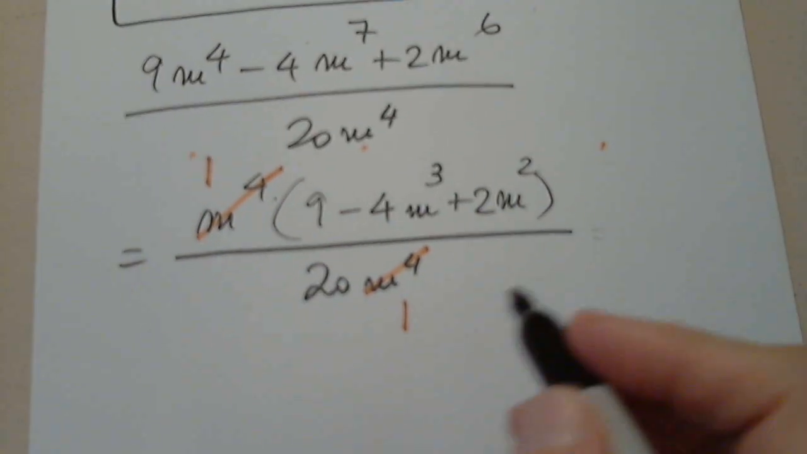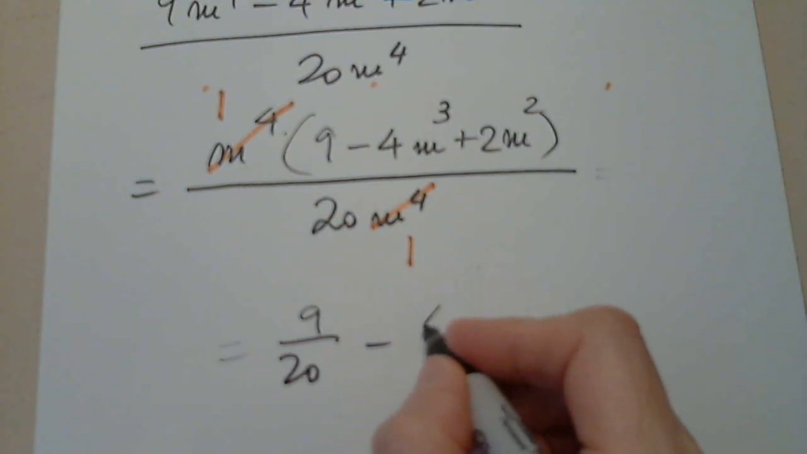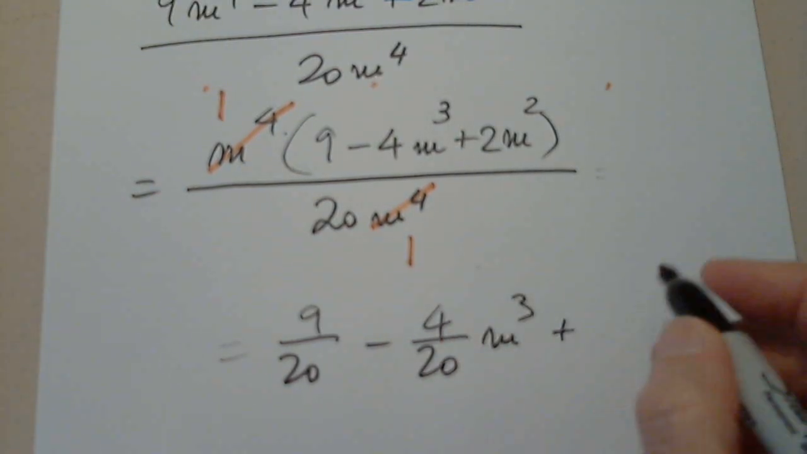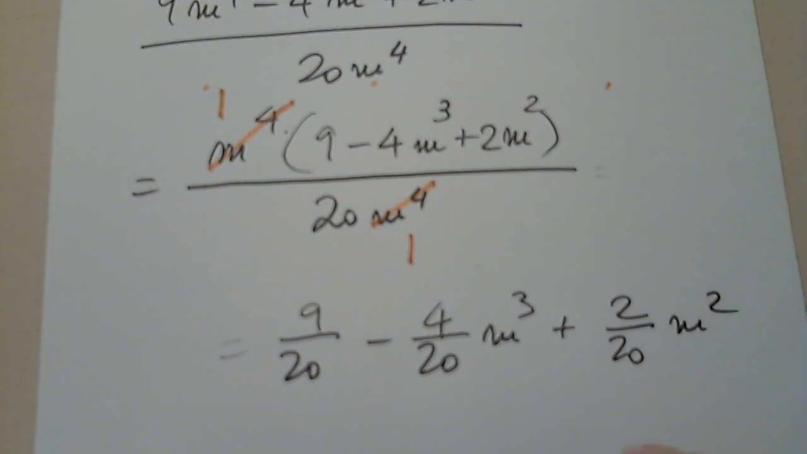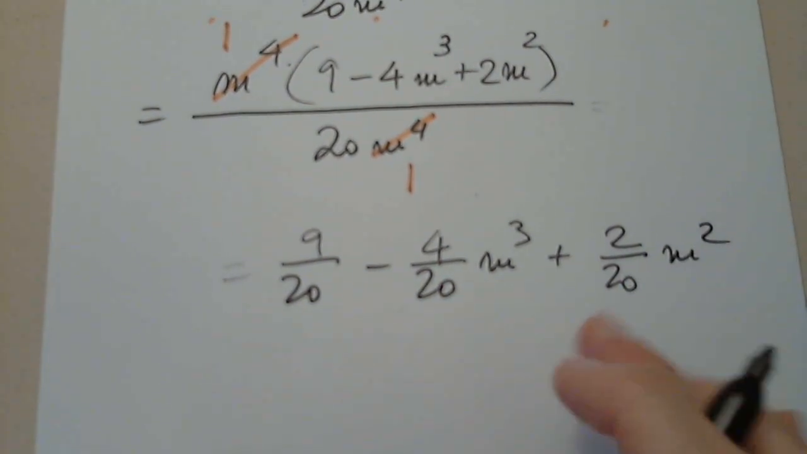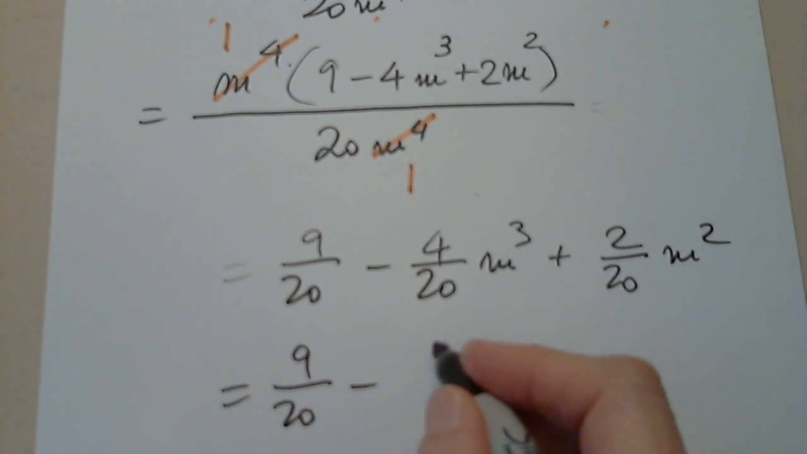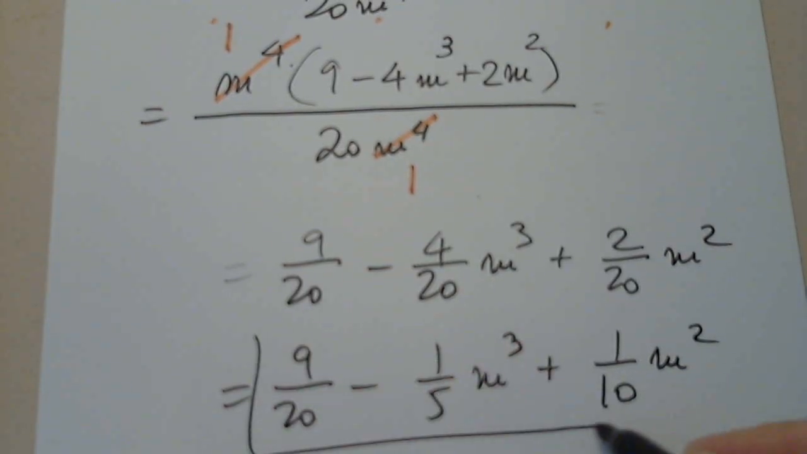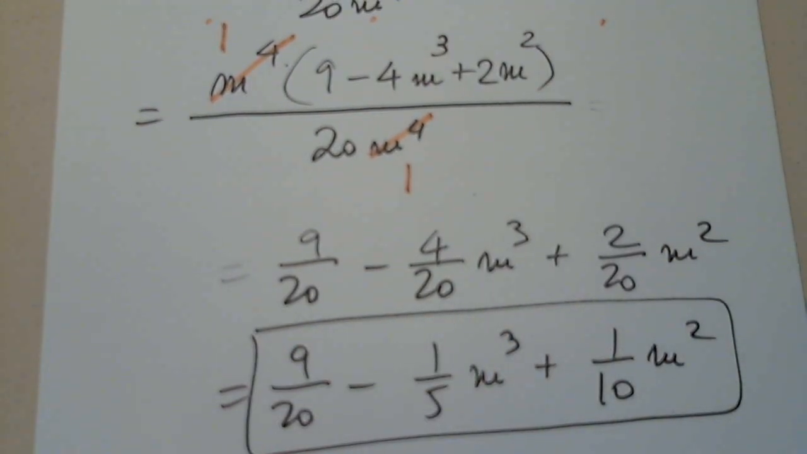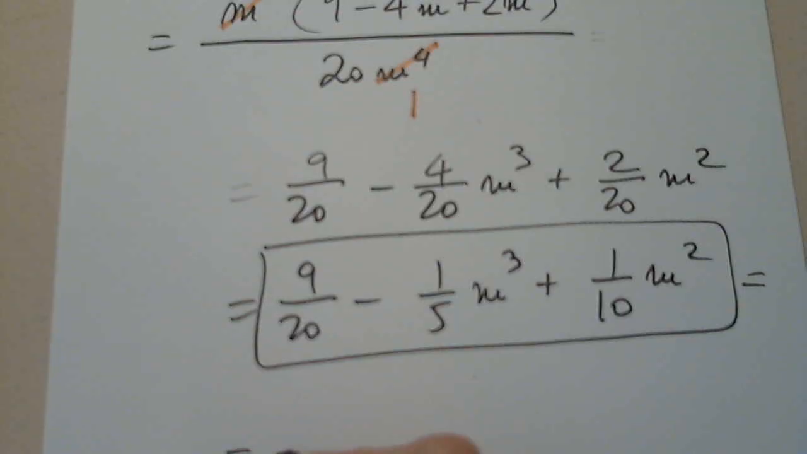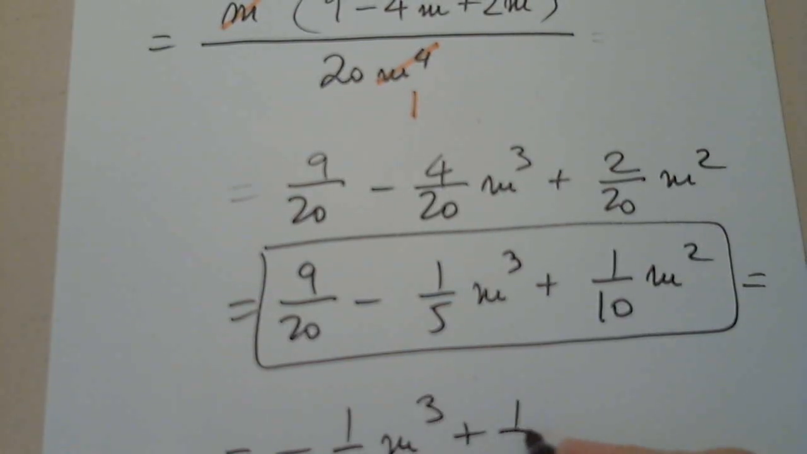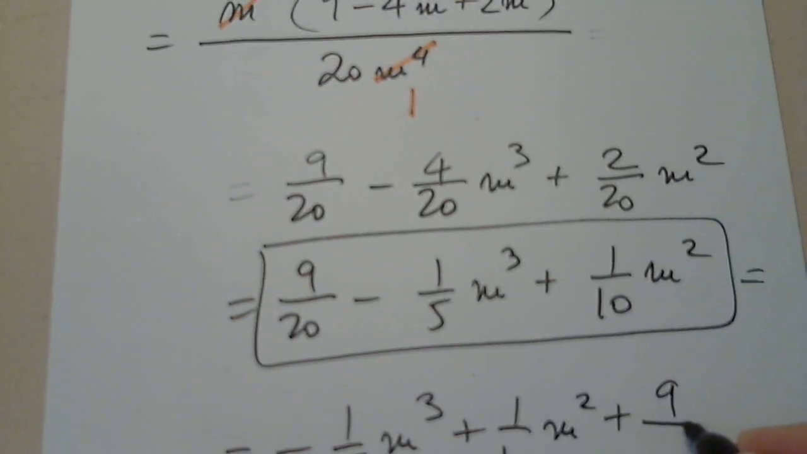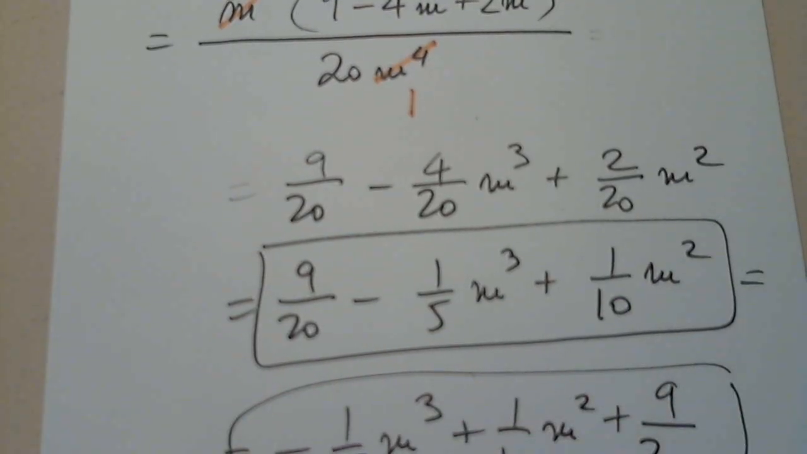Now I can separate it. I can still separate it. 9 over 20 minus 4 over 20 m to the third plus 2 over 20 m squared. And simplify these fractions. So I have 9 over 20 minus 1 over 5 m cubed plus 1 over 10 m squared. I don't like it because it's not arranged in descending order. So I can arrange it now. Negative 1/5 m to the third plus 1/10 m squared plus 9 divided by 20. No one can further simplify this in any way.